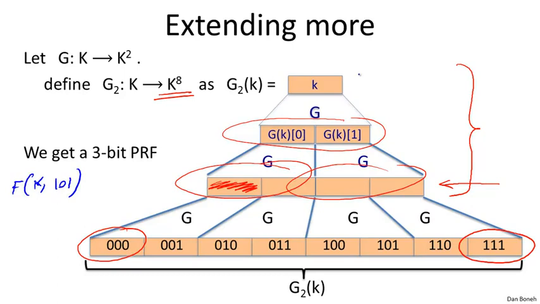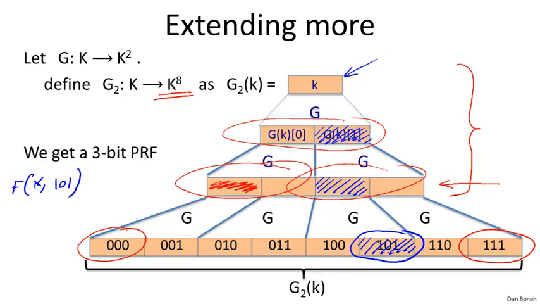Well, basically we would start from the original key K, and now we would apply the generator G, but we would only pay attention to the right output of G, because the first bit is 1. And then we will apply the generator again, but we would only pay attention to the left output of the generator, because the second bit is 0. And then we would apply the generator again and only pay attention to the right outputs, because the third bit is 1, and that would be the final output.